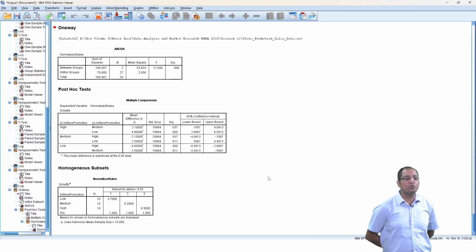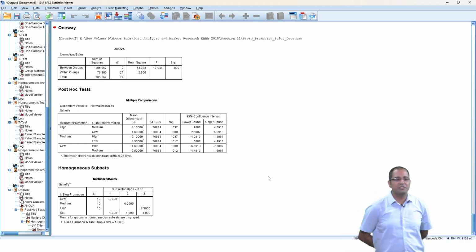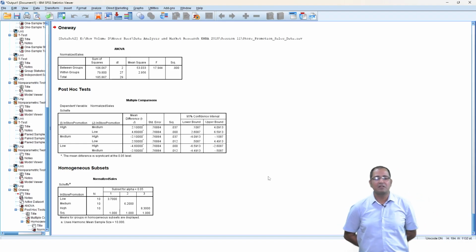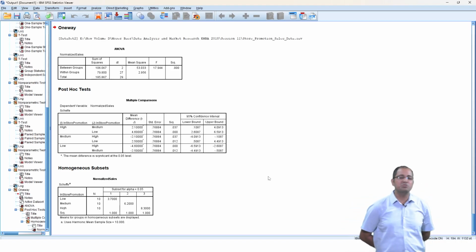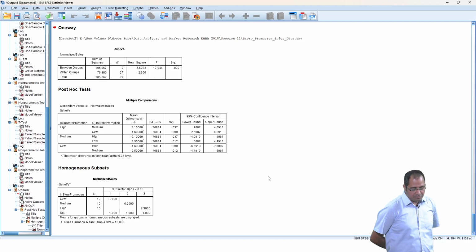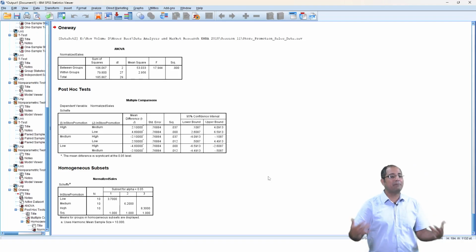Then you come to post hoc test to see which of the groups differ and which one is giving more sales, which one is giving less sales. So post hoc is like independent sample t-test.